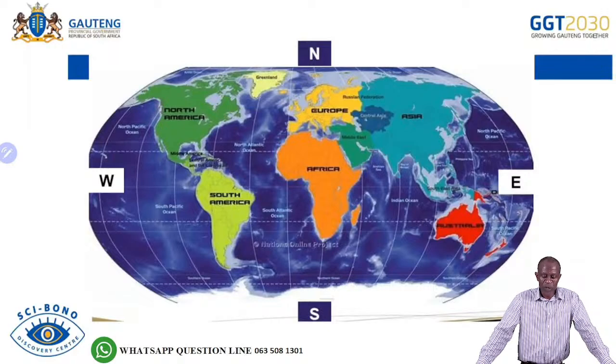where the continents are located, where different countries are located, and be in a position to know the direction, the 4 main direction points: the north, south, west, and east. So I deliberately put this slide just to conscientize you about the importance of the map when you do the world time zones.